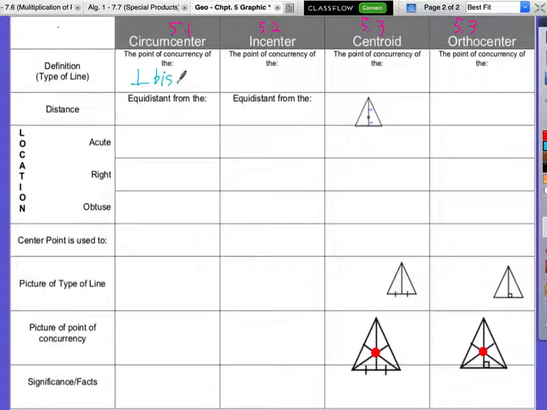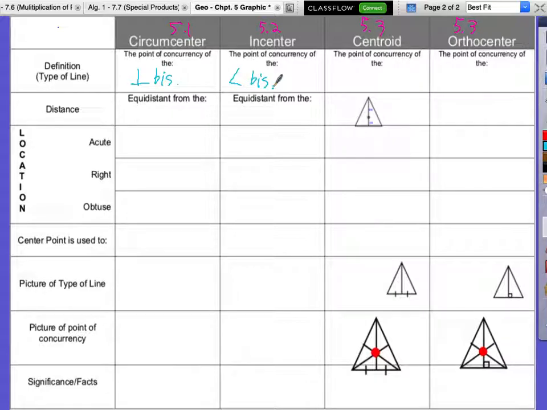The incenter is where what meet? Not the perpendicular bisectors, the next one. Angle bisectors. Isn't there one where the vertices meet? Just keep the vertices. There are things that are equidistant from them.